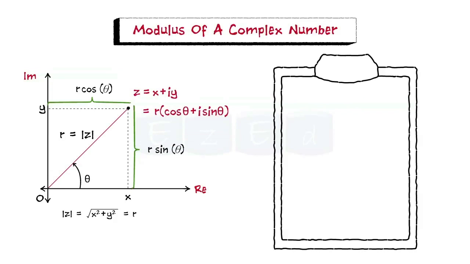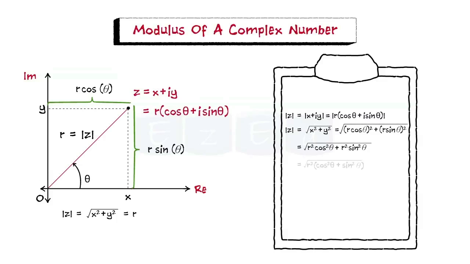But how did we get this expression? This is how we got it. Absolute value of z is the same as absolute value of x plus iy, which is again the same as the absolute value of r times cos theta plus i sin theta. On simplification and using the property that cos square theta plus sin square theta equals 1, we get the required expression.